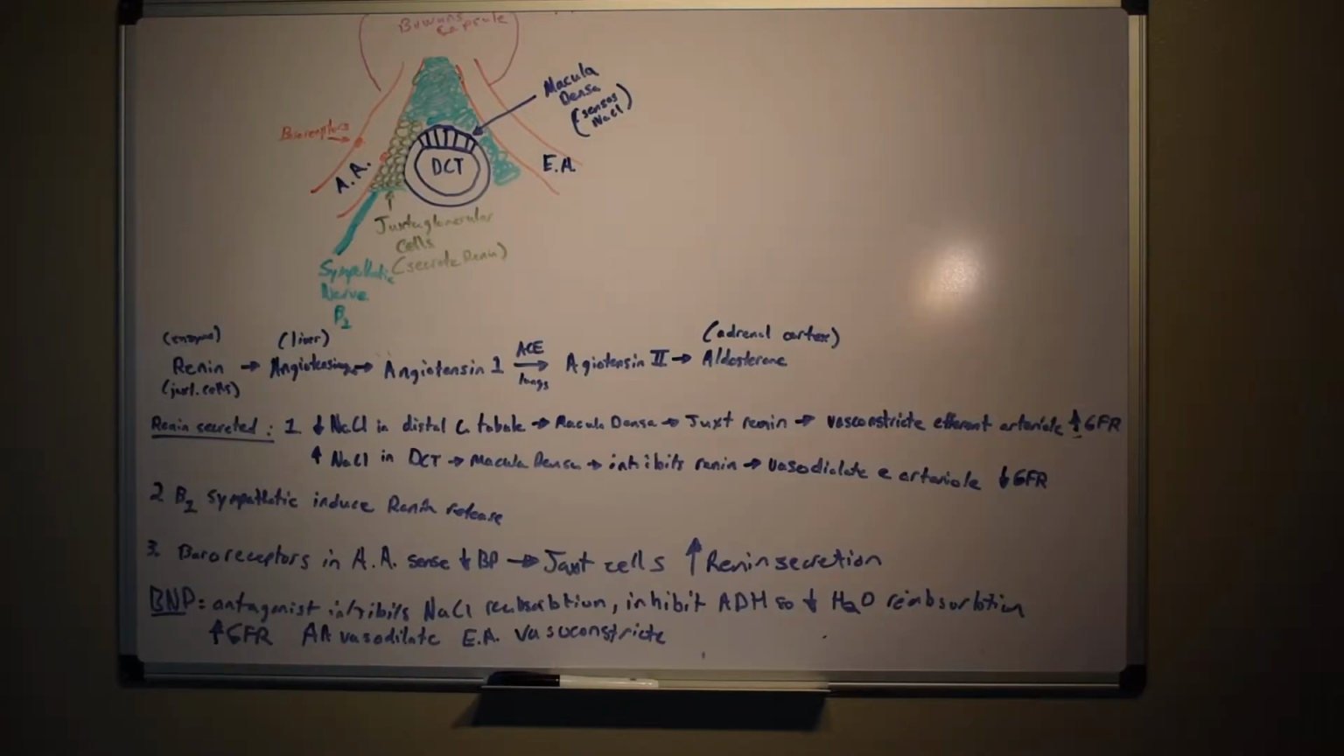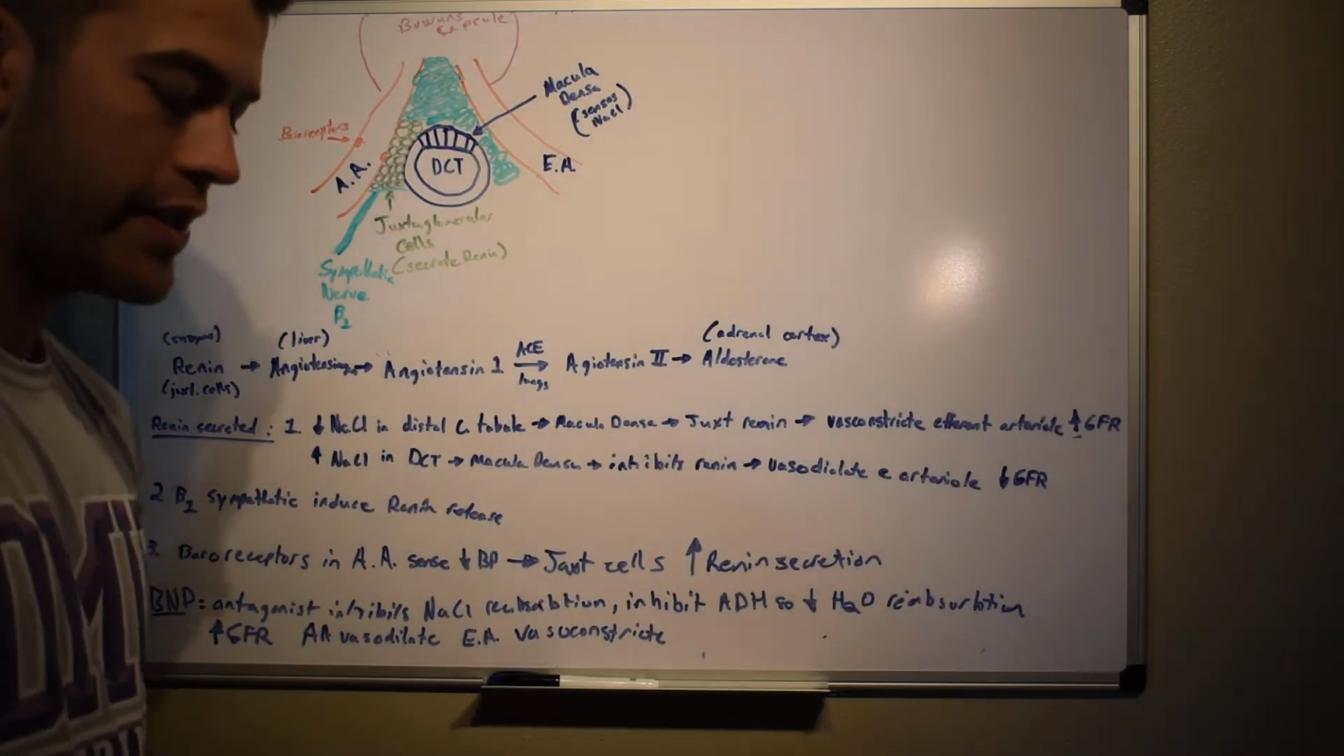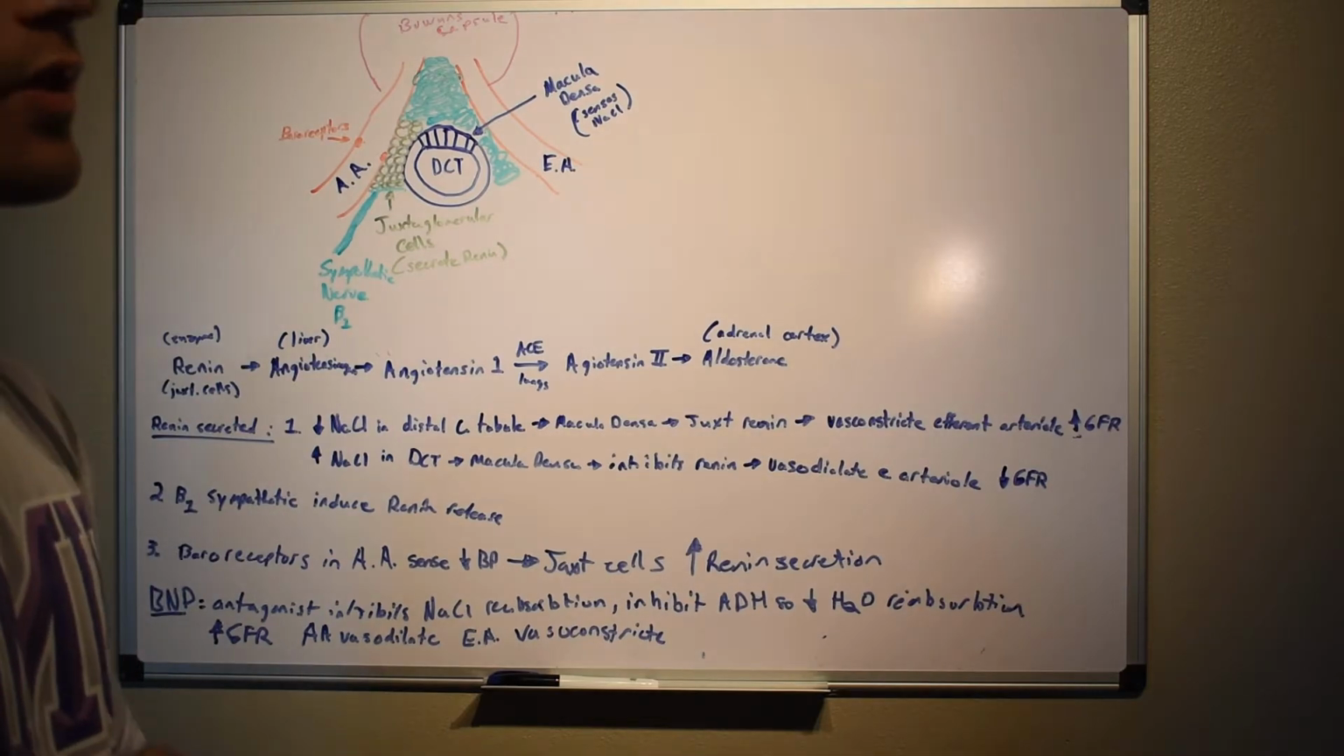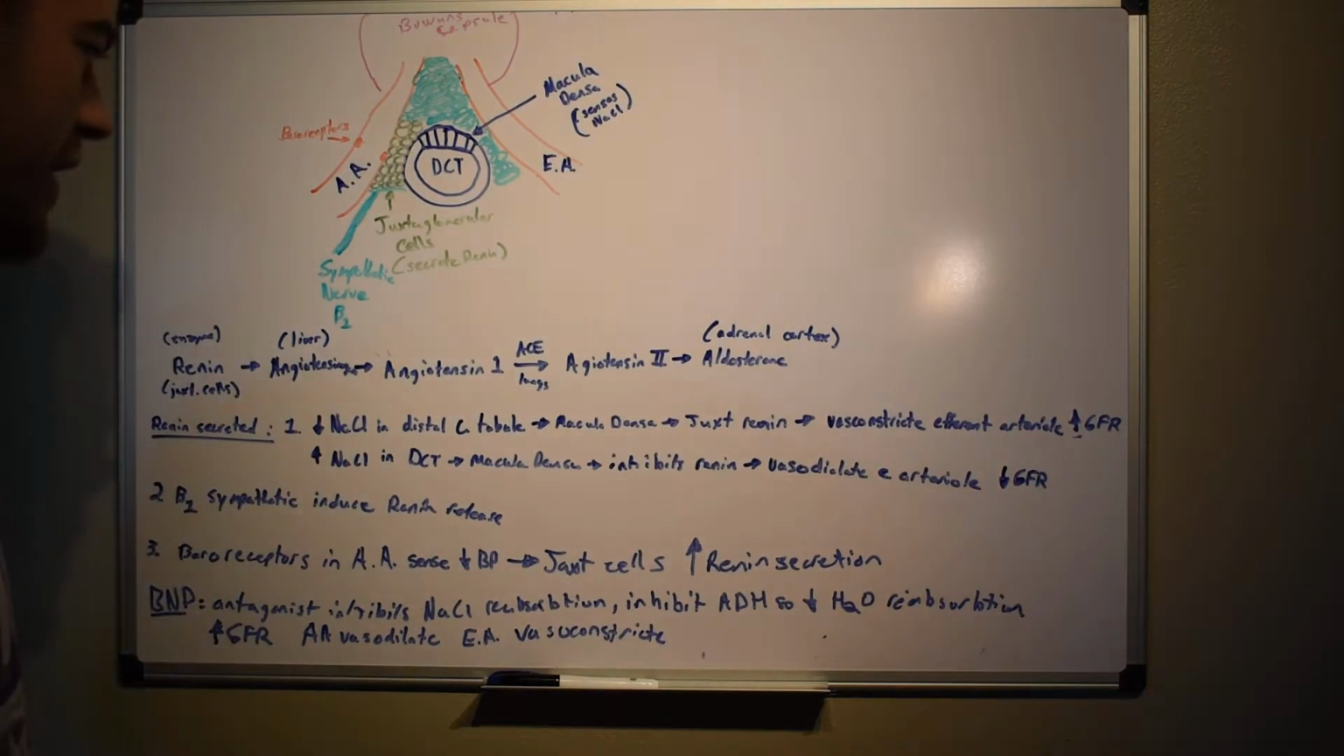Alright, so this is going to be the renin-angiotensin-aldosterone system video. And basically in this one I just wanted to clarify and explain in clearer terms, hopefully, the renin-angiotensin-aldosterone system. So what does this system do?